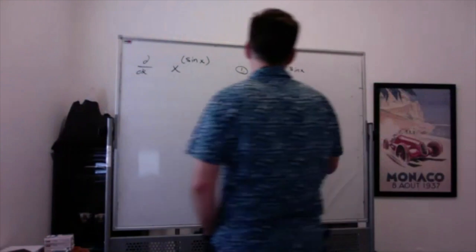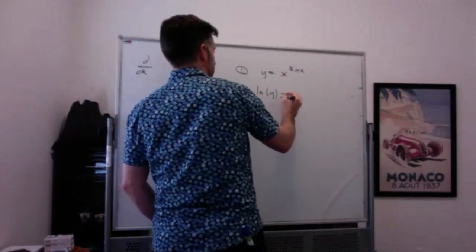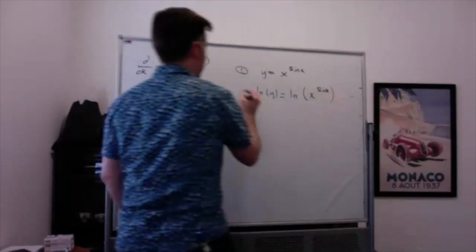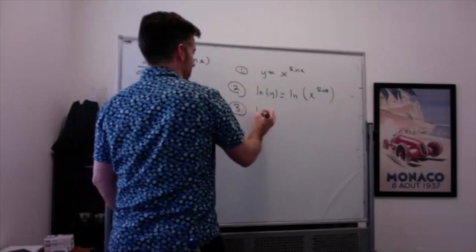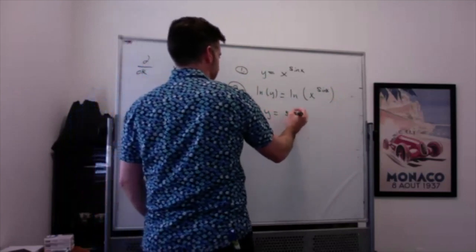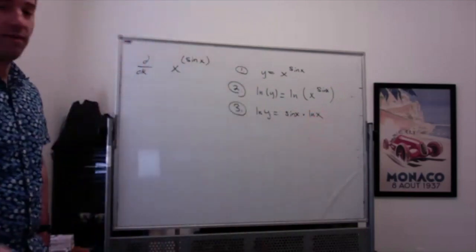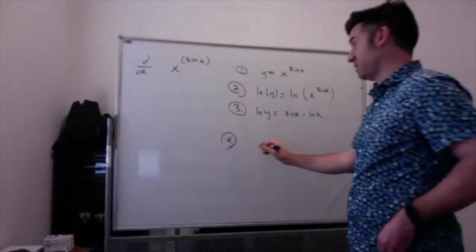So I'm going to take the variable out of the exponent by taking the natural log of both sides. So natural log of y equals natural log of x to the sine of x. And you could probably even skip that step and jump straight to saying natural log of y is equal to sine of x times the natural log of x. And then finally, we differentiate both sides. Derivative of natural log of y is always going to be 1 over y times y prime.